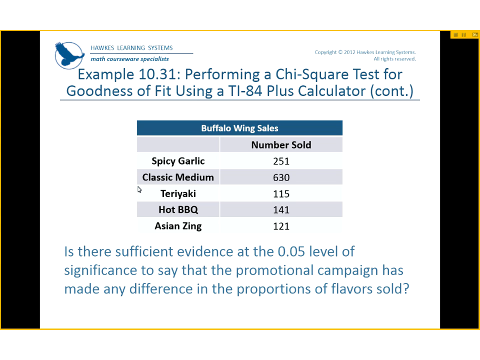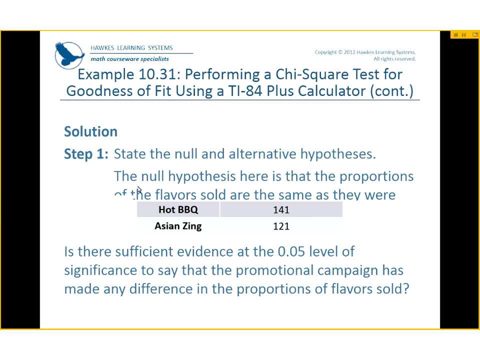Okay, so this is his observed. Spicy garlic is 251, classic medium 630, teriyaki is 115, honey barbecue is 141, Asian zing is 121. So is there sufficient evidence at the 0.05 level of significance to say this made any difference?